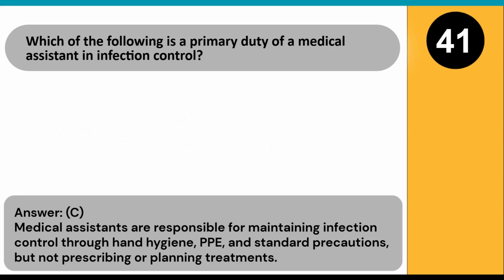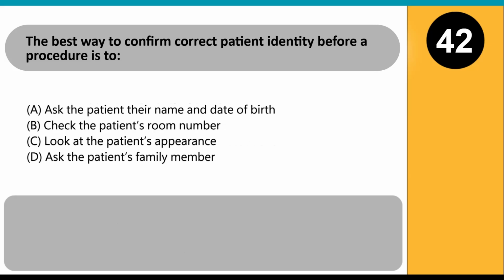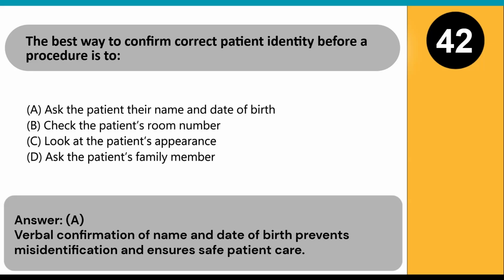treatments. The best way to confirm correct patient identity before a procedure is to: A. Ask the patient their name and date of birth. B. Check the patient's room number. C. Look at the patient's appearance. D. Ask the patient's family member. Answer: A. Verbal confirmation of name and date of birth prevents misidentification and ensures safe patient care.